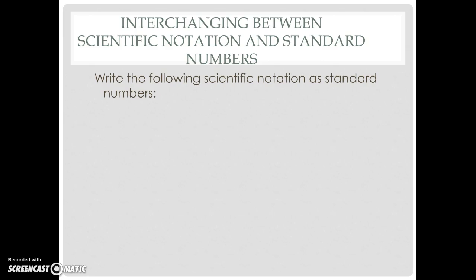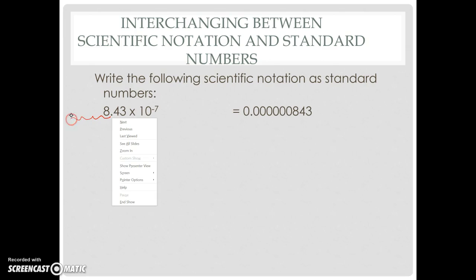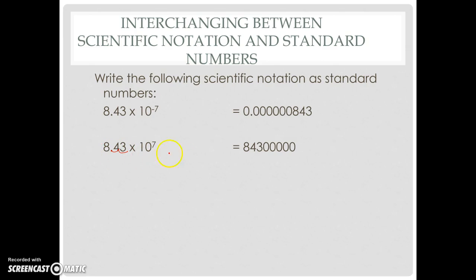So, interchanging between scientific notation and standard numbers. We're given a number, 8.43 times 10 to the minus 7. We expand that into standard ugly notation, and we're going to take our decimal place from here and move it 7 places to the left to expand that out. Next one, 8.43 times 10 to the 7th, is the opposite. We start here and we move our decimal to the right so that we've moved it 7 times and we get the number here. It may help you to put your commas in.